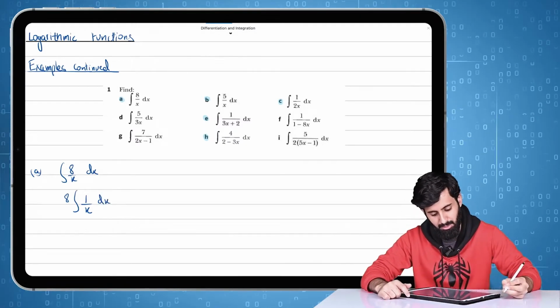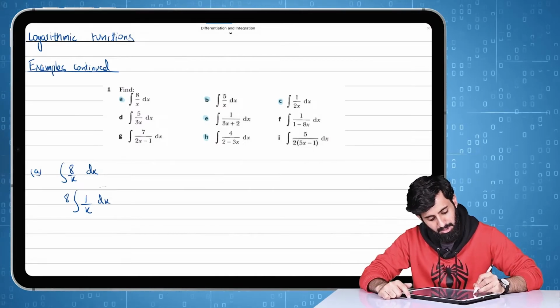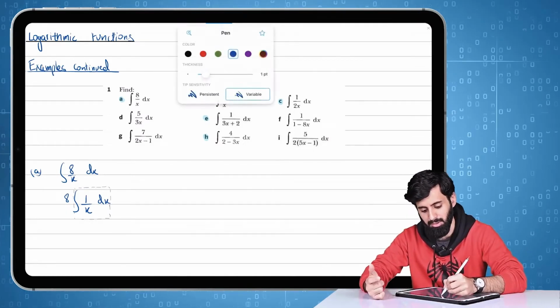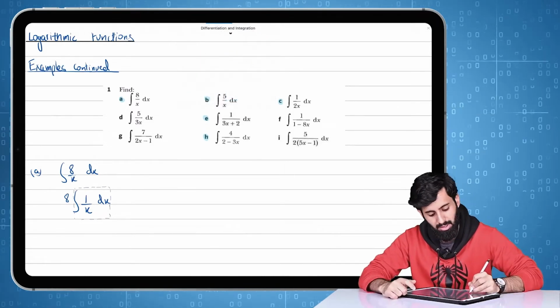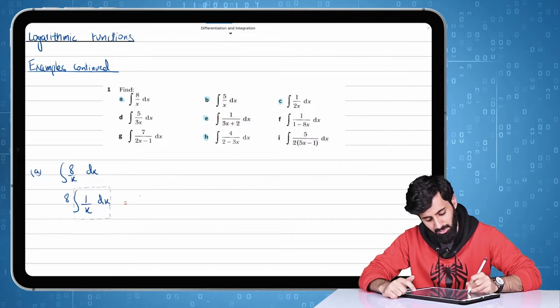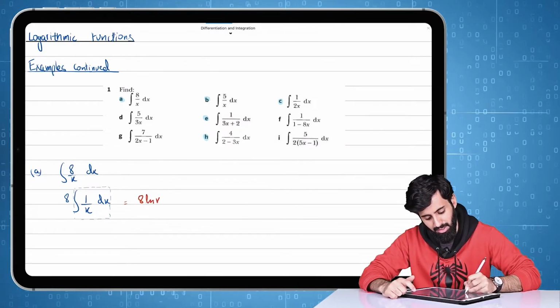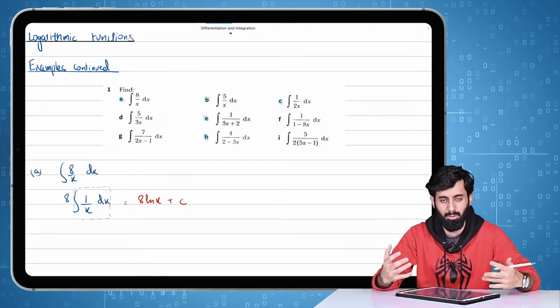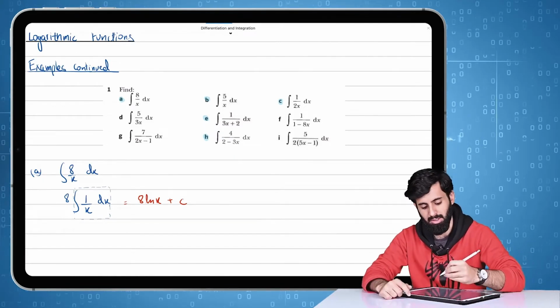And we're still integrating with respect to x. So now I'm just going to focus on this part of the question, and that is integrating 1 upon x. And we all know the answer to that. We all should know that the integral of 1 upon x is ln x. So the answer to this would be 8 as it is, and then you would have ln x plus c. And there you go, that's your answer. And that's the standard way that I want you guys to follow whenever you're integrating questions like these.